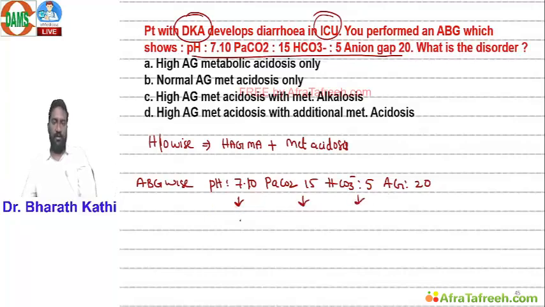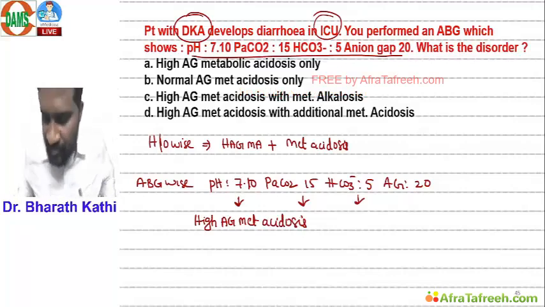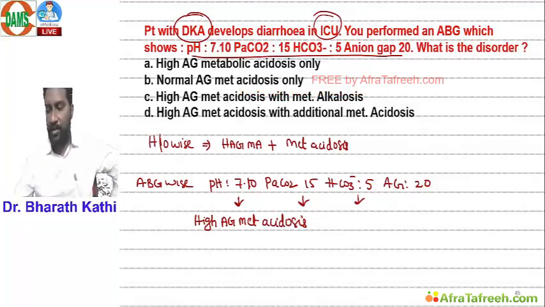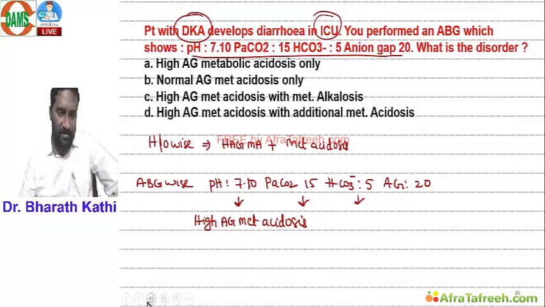So this anion gap has increased. So no doubt it is a high anion gap metabolic acidosis. Whenever there is high anion gap metabolic acidosis, according to the ABG algorithm, automatically you should compare the change in anion gap and the change in bicarbonate.